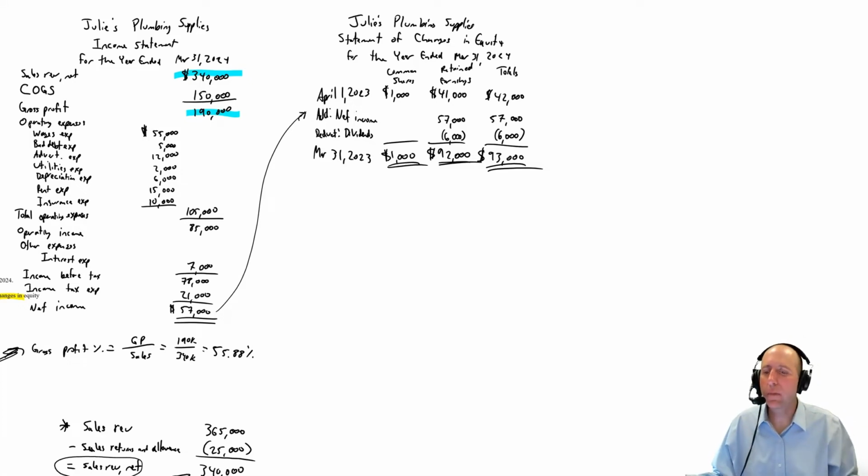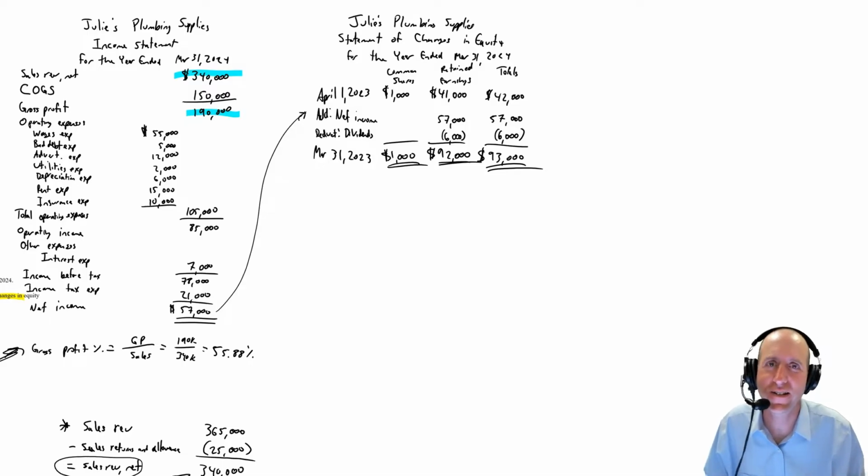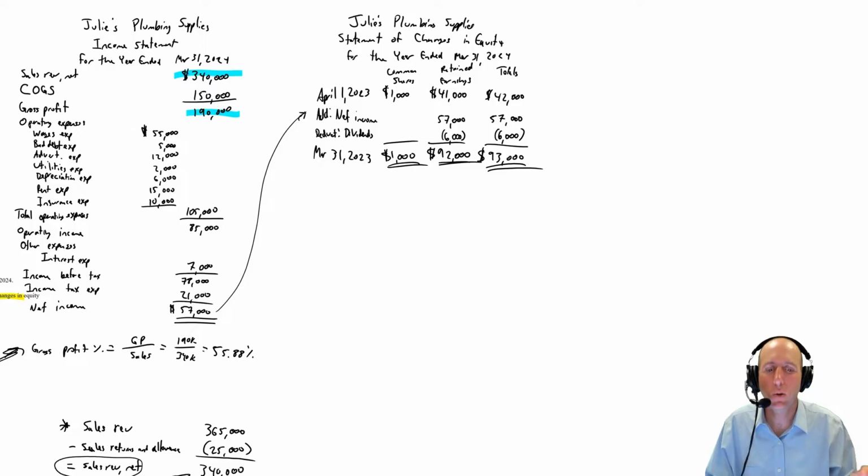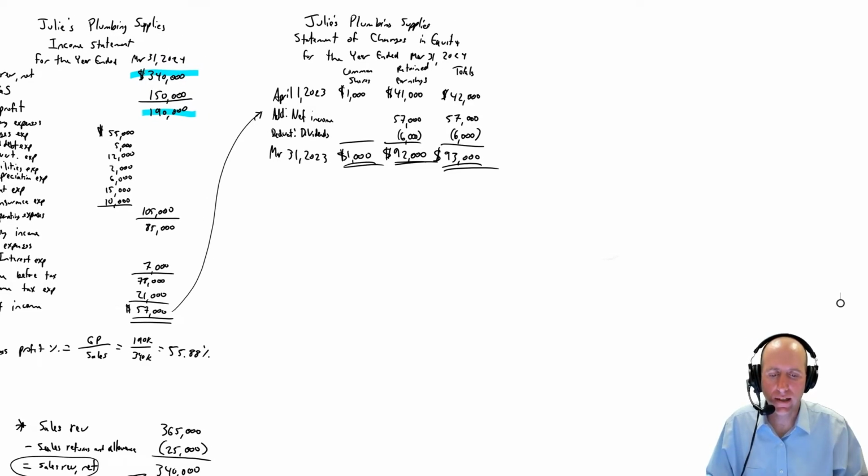Okay, we have been working through this Julie's plumbing supplies problem. We've done the income statement. We've done the statement of changes in equity. And now it's time to work on the balance sheet. So let's get started with the title.